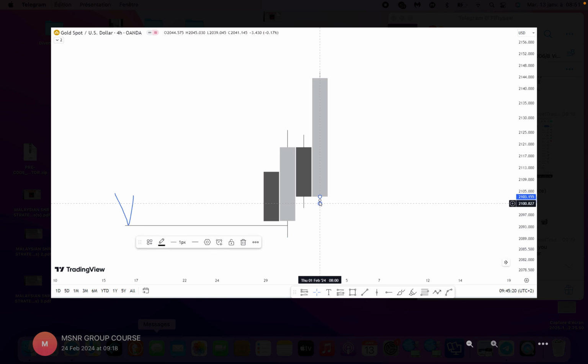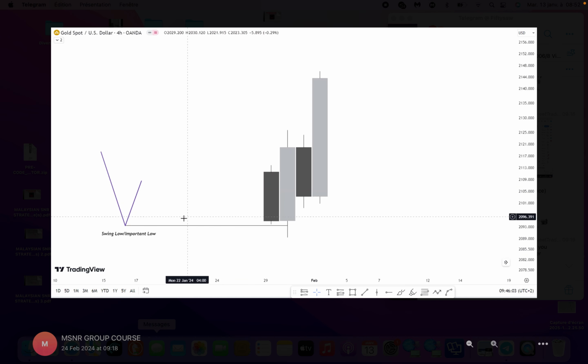Okay, so fine. Let's say that we have an important low. The way we're going to look for areas of support is when price is around these areas of importance, or these important lows.